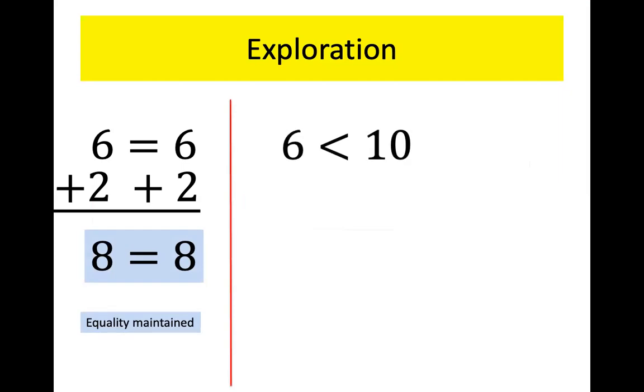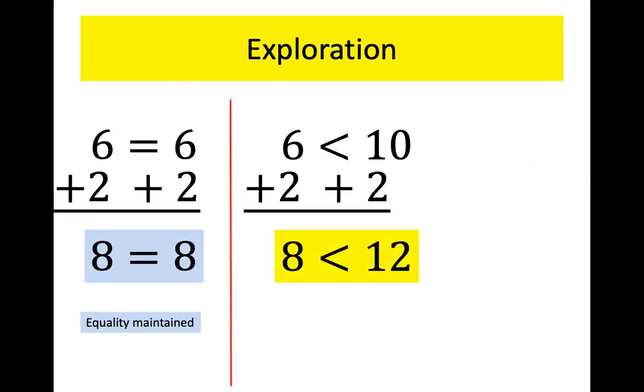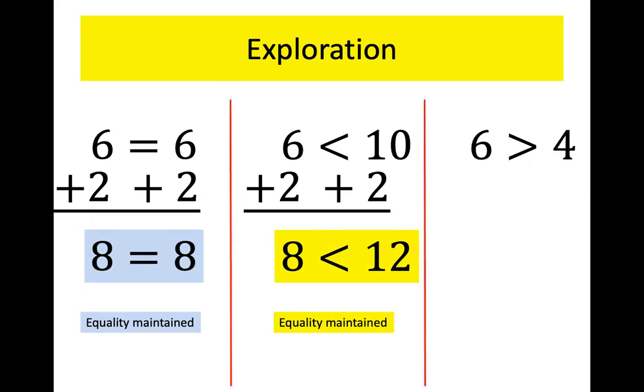Well, let's see. Let's do one for less than, one for greater than. Add 2 to both sides. Do we still maintain the inequality? Yeah. Well, 8 is still clearly less than 12. So inequality maintained. I should say inequality, not equality. 6 is greater than 4. Let's add 2 to both sides. 8 is greater than 6.